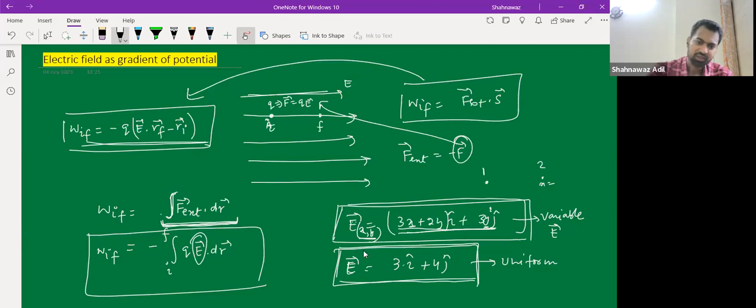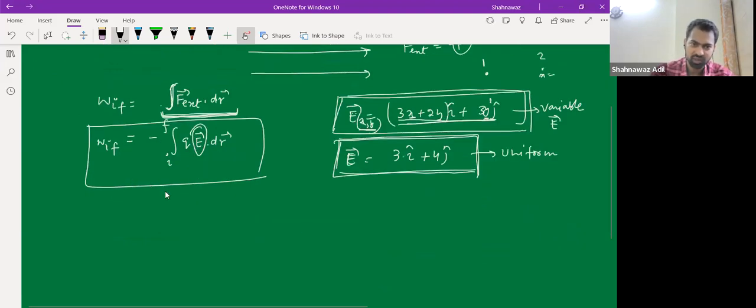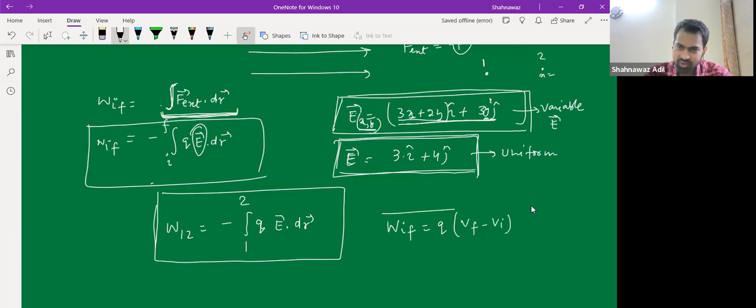Yes, sir. So for a variable electric field, this would be the work. Work done, let me write it as W 1 to 2, would be the integral from 1 to 2 of Q E dot dr. This is the work done. And we also know what the work done is with respect to the potential. What is work done? This is simply Q (V final minus V initial), right? We know this, right?